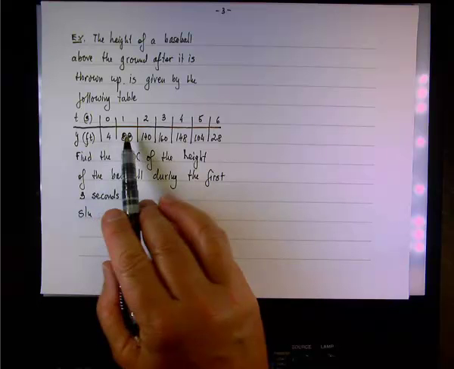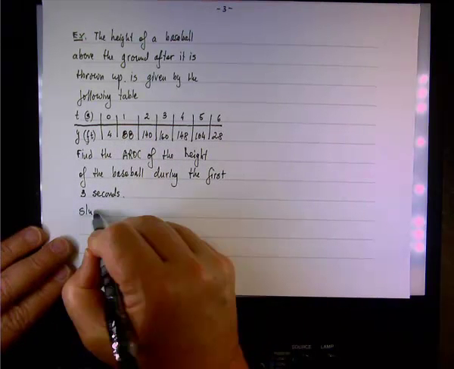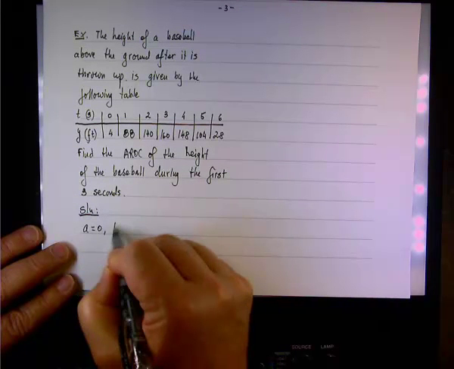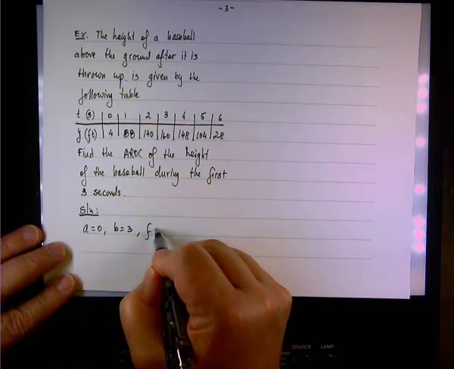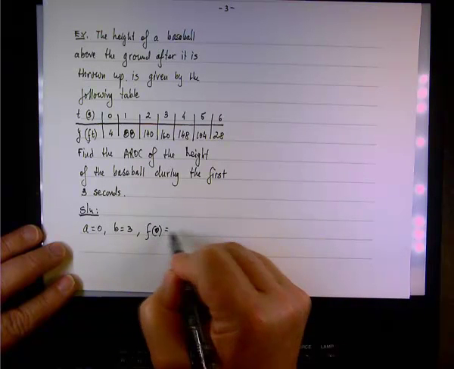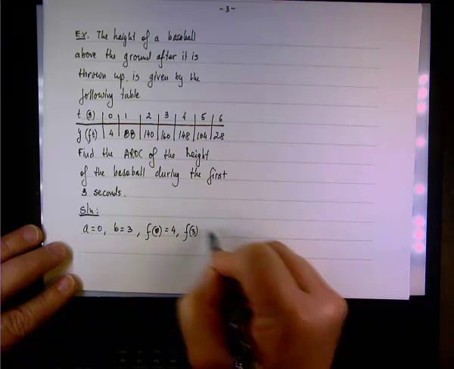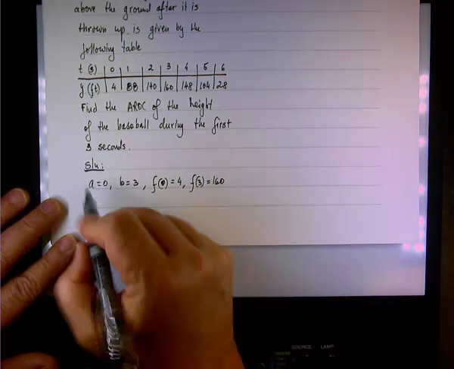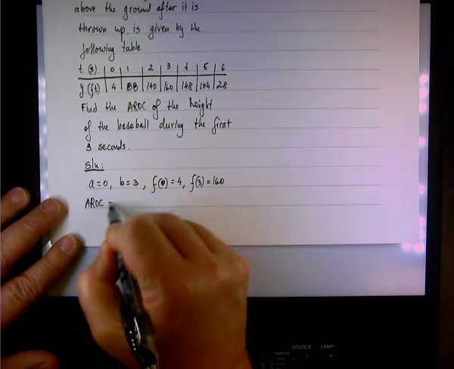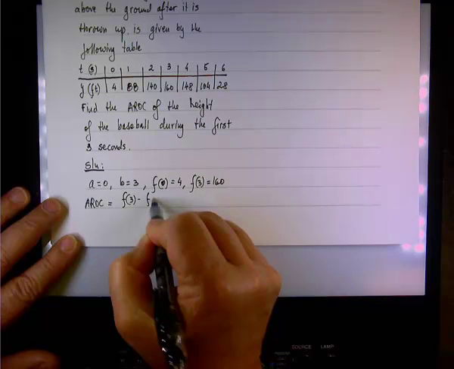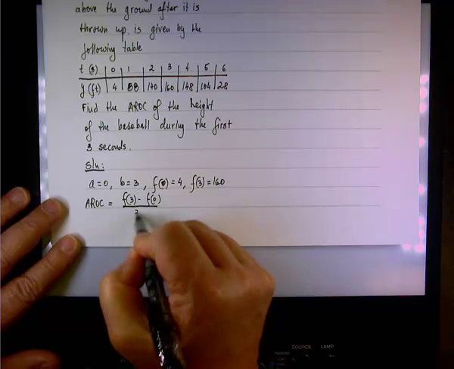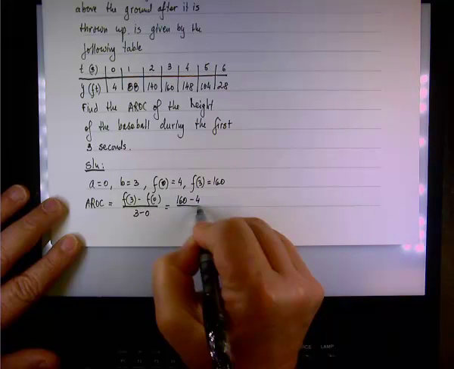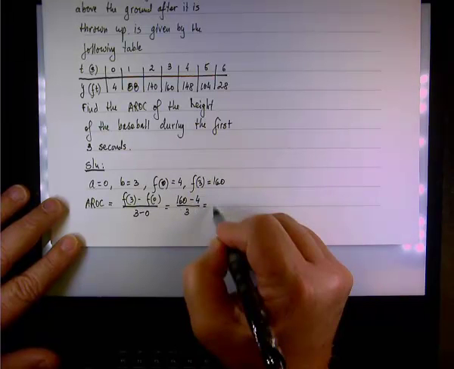So I'm going to go from 0 to 1, 1 to 2, 2 to 3, and I'm establishing my A and B. So A equals 0, B equals 3, f of 0 or f of A is 4, and f of 3 is 160. And now I'll apply the difference quotient formula. So the average rate of change of the height equals f of 3 minus f of 0 over 3 minus 0. So you can see that there is very little to it. In this case, 160 minus 4 over 3. So we look at 156.